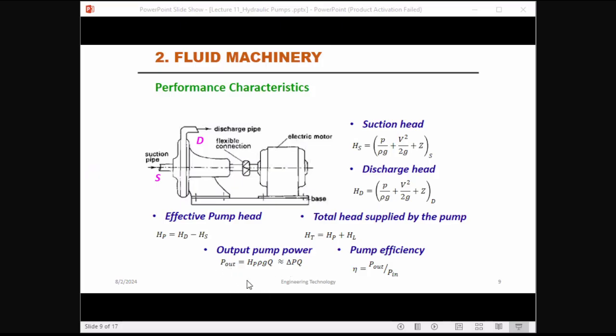You can determine it by the product of the total head and the flow rate, adjusted for the fluid density and gravity. After that you can calculate pump efficiency. Here you can identify the application of Bernoulli's theorem.